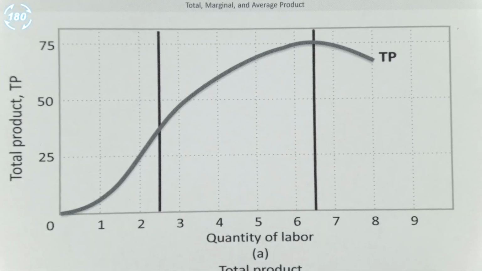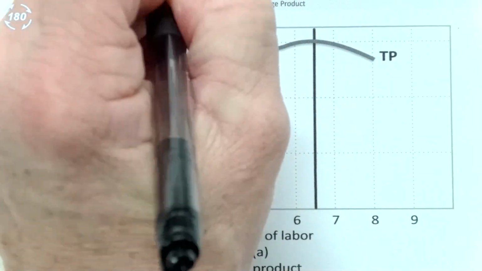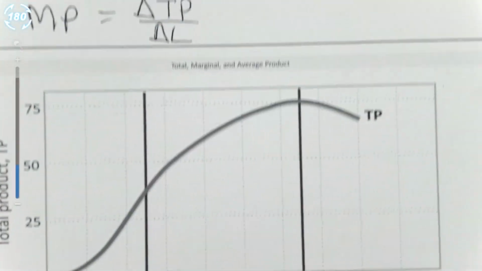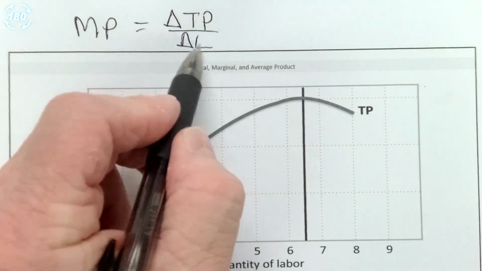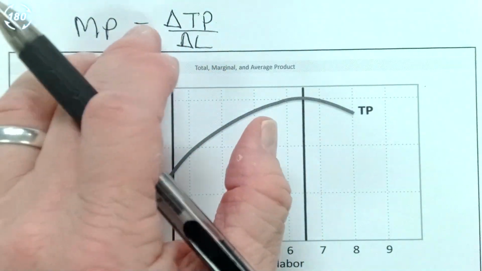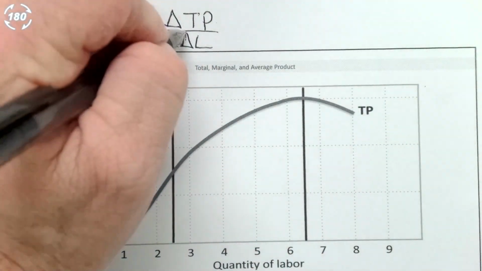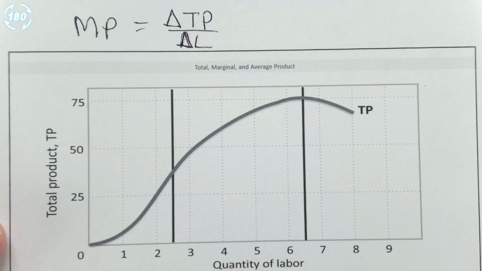Now let's talk about marginal product just a second. What's marginal product? Marginal deals with the additional product. Remember, marginal product is the change in the total product divided by the change in labor. Remember we had a formula like this before when we talked about marginal utility, the change in total utility over the change in labor. That's a delta there. This is marginal product.